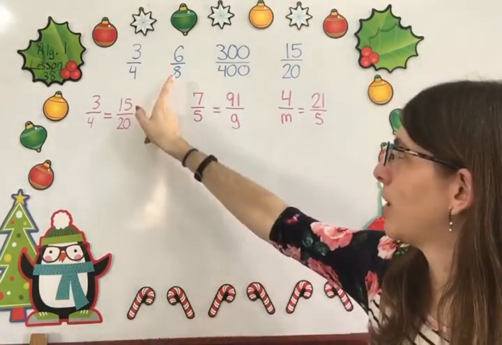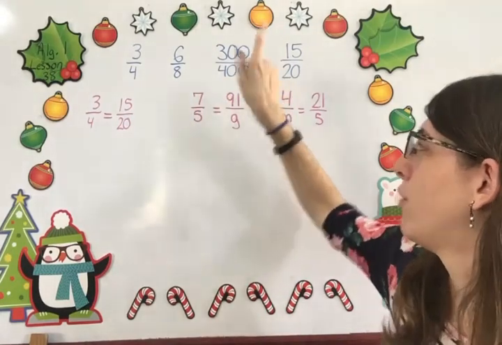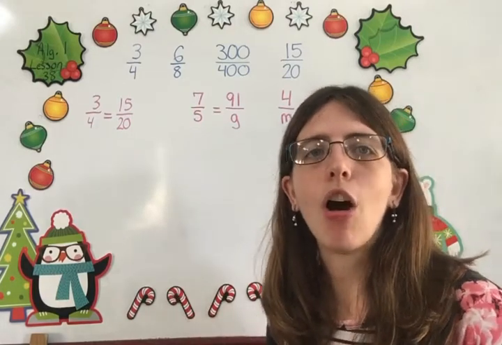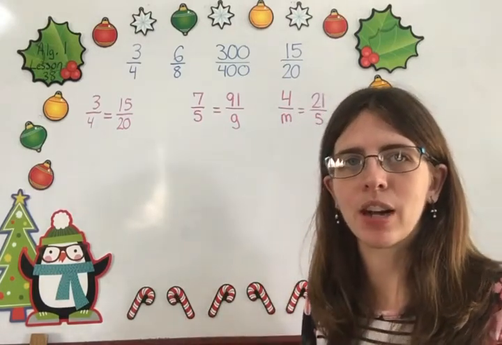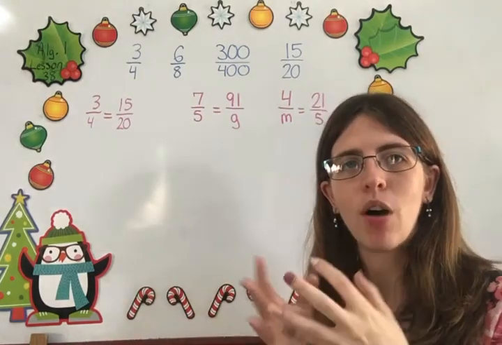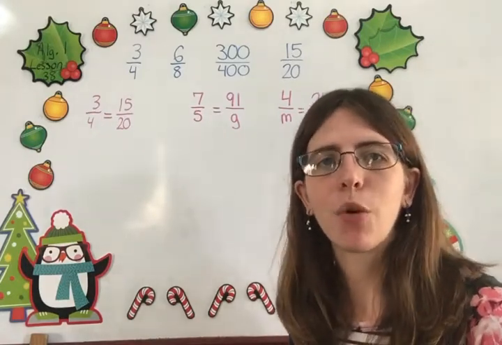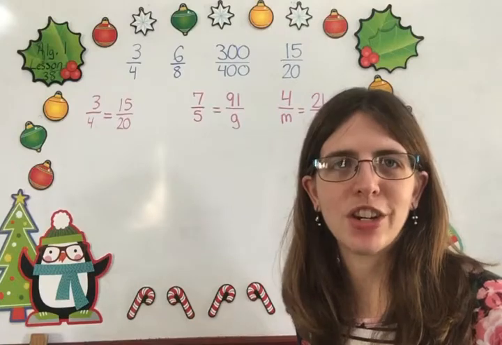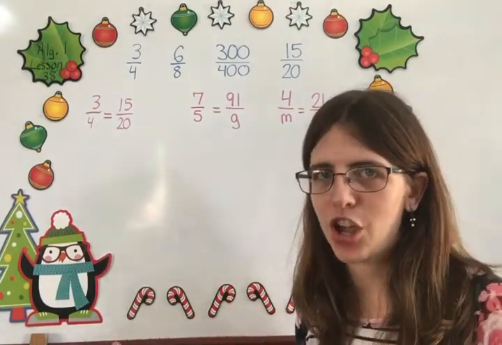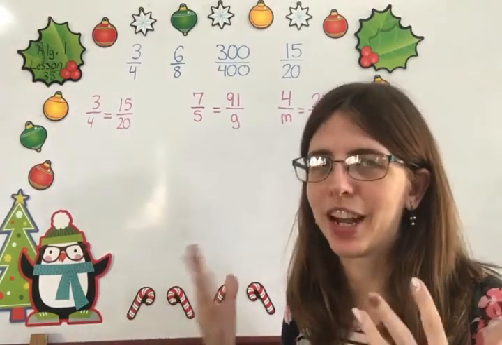Look at all these numbers: 6 eighths, 300 over 400, 15 to 20. These all would reduce to 3/4. So they all talk about the same number. Even though you have different quantities in your numerator and denominator, they would all simplify to the same number. So they really have the same value. Therefore, they are equivalent ratios. Remember, anytime something is equal, it is an equivalent ratio. Or anytime something is similar, it's equivalent, I should say.